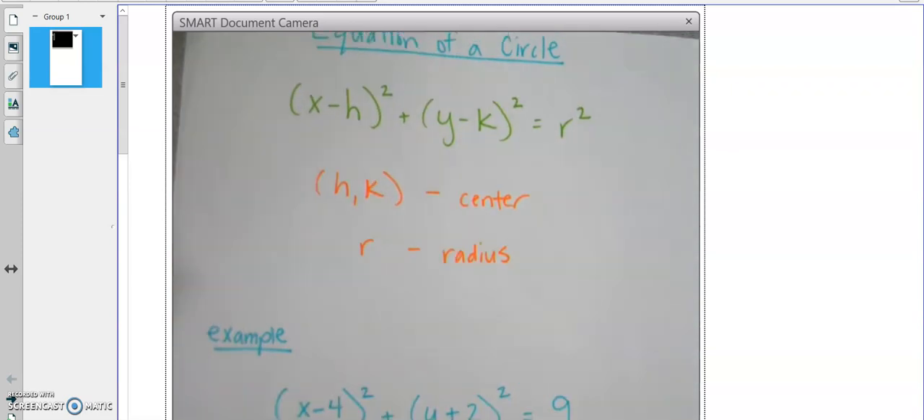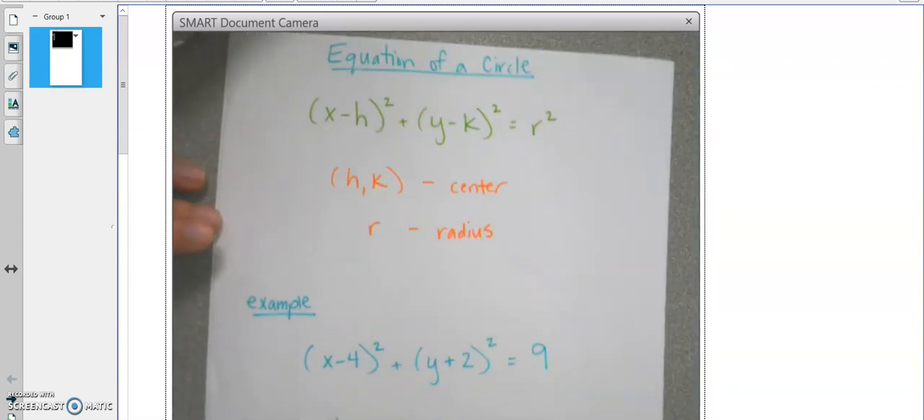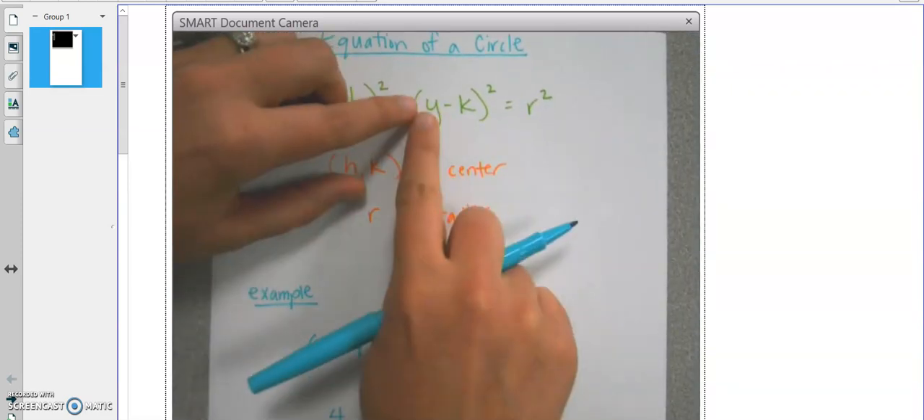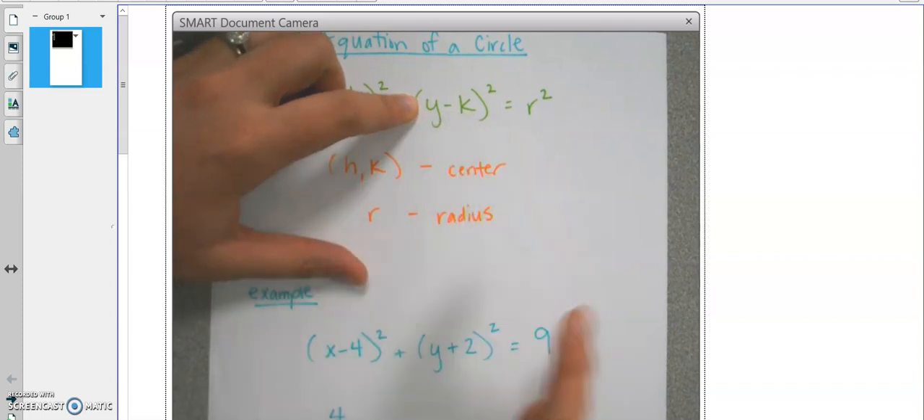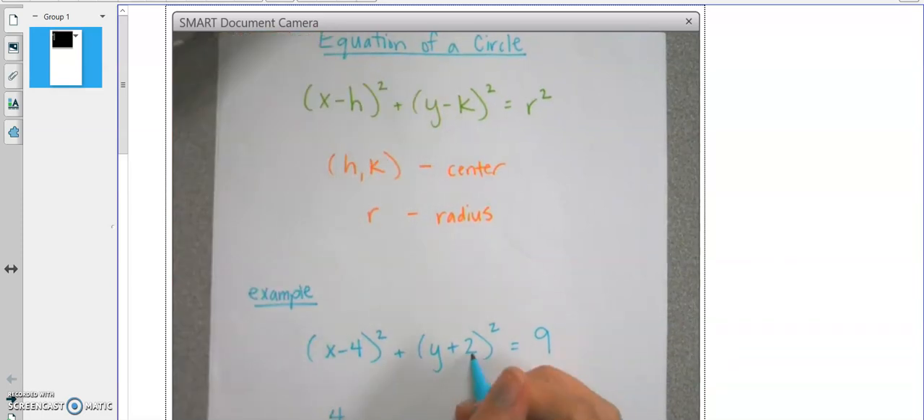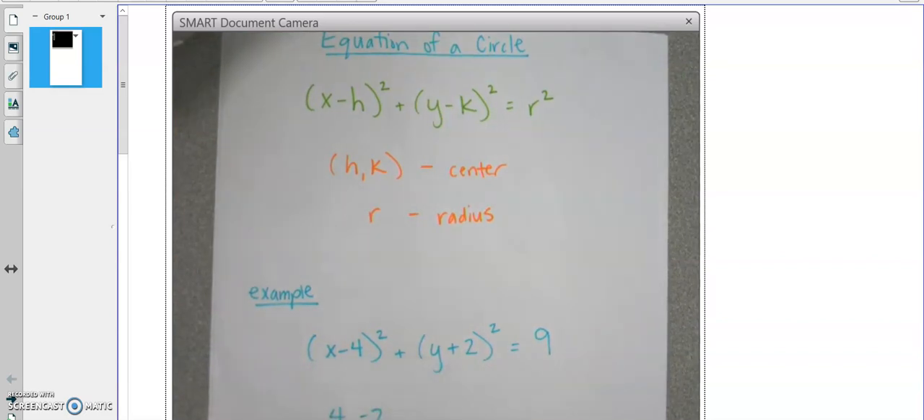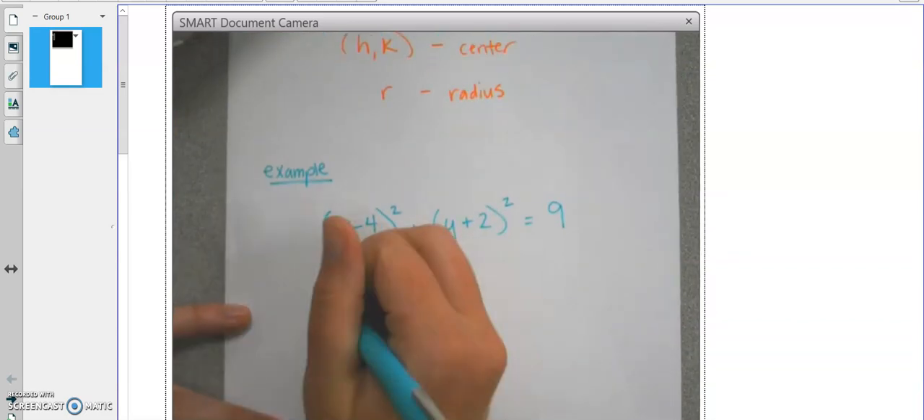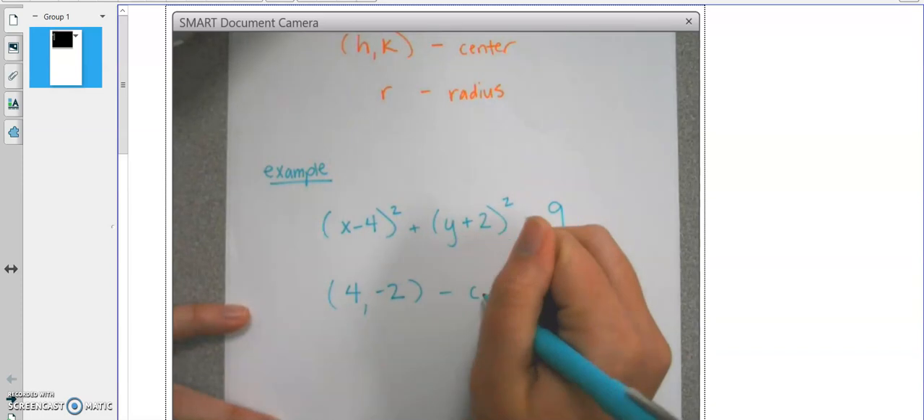Now, this one's a little bit different. Let me zoom out so I don't slide so much. This is y minus k, but this says y plus 2. You see how the sign changed from a minus to a plus? If your sign changes, that means this is negative. So instead of just 2, this is -2. So the center of my circle is at (4, -2).